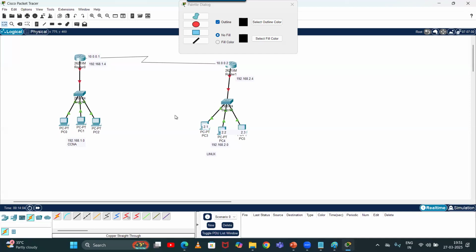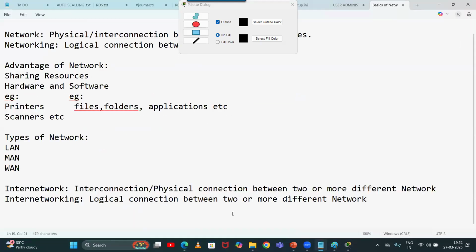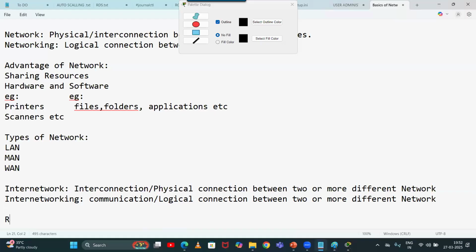Internetworking means giving communication between two or more different networks. Internetwork means interconnection between two or more different networks. Internetworking means communication or logical connection between two or more different networks. How can two or more different networks communicate with each other? By using a router.